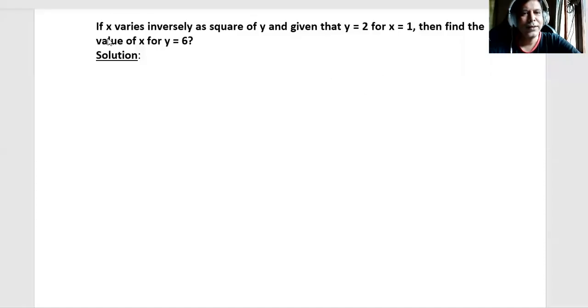Hello everyone. In this question, it says if x varies inversely as square of y and given that y equal to 2 for x is equal to 1, then find the value of x for y equal to 6. So first of all, it is given that x varies inversely as square of y.